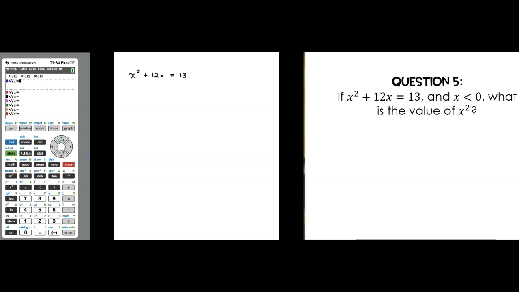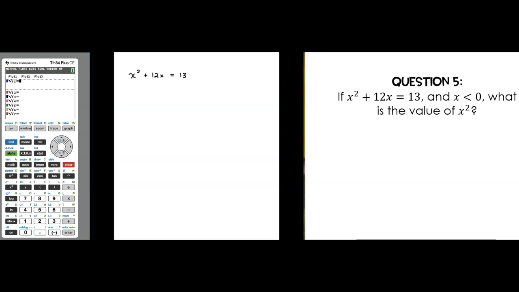All right, let's go ahead and look at question number 5. It says if x squared plus 12x equals 13 and x itself is less than 0, what is the value of x squared? So we have a couple of steps here to look at. First of all, let's look at this equation. It says x squared plus 12x equals 13.